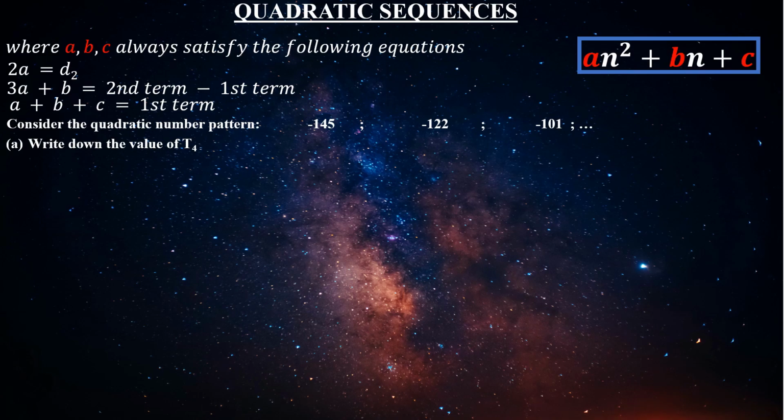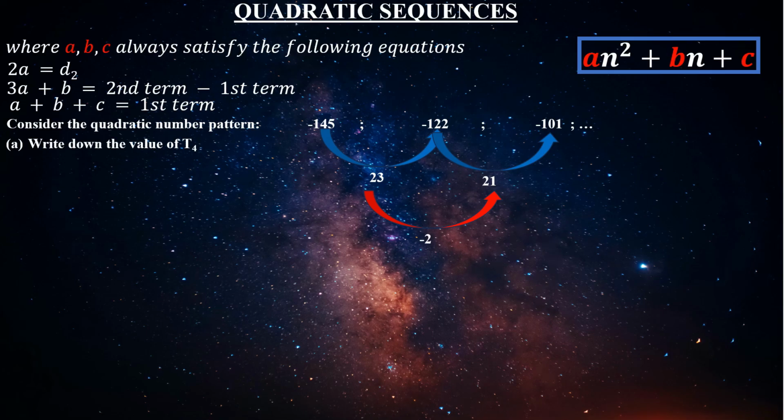First of all, let's write our differences. From negative 145 to negative 122, we have negative 122 minus negative 145, and this gives us 23. Then from negative 122 to negative 101, it's negative 101 minus negative 122, and that gives us 21. Now let's look at the difference between those: 21 minus 23 gives us negative 2.